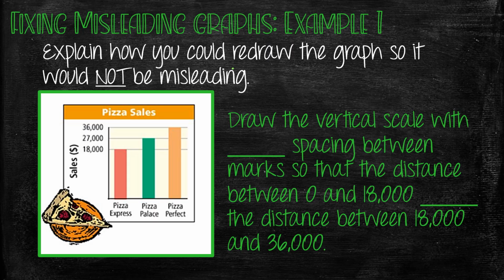Now, not finding misleading graphs, but fixing them. Explain how you could redraw the graph so it would not be misleading. Look at the graph. Okay, they have a pretty little picture there, but I think they are letting it be an excuse for not starting at 0. So draw the vertical scale with equal spacing between marks so that the distance between 0 and 18,000 equals the distance between 18,000 and 36,000.